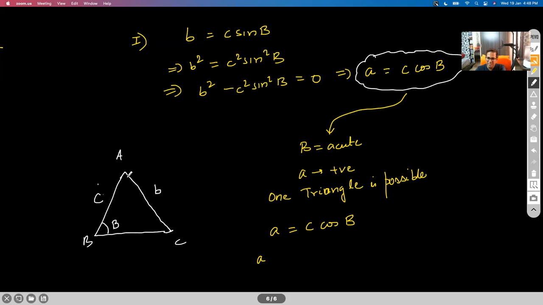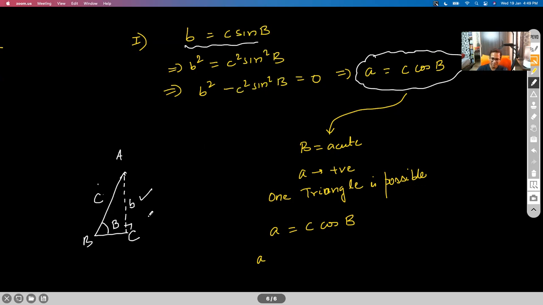If your b side happens to be c sine B. Now c sine B is actually a perpendicular. Correct? Yes or no? So what are you doing here? You are basically having this length equal to this length actually. So this becomes your b. Are you getting my point? So when your small b is equal to c sine B, look here, your perpendicular from A onto BC becomes your small b. That means this is the only location that you can have for your small c. Are you getting my point?